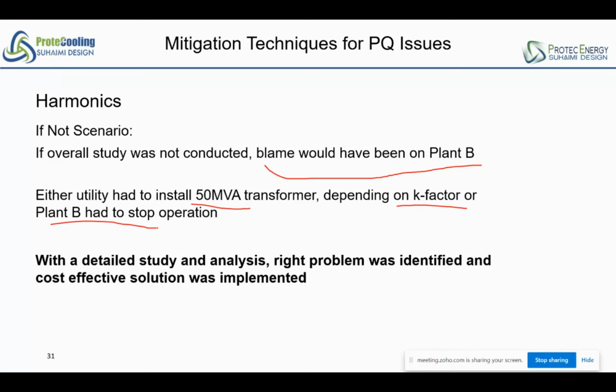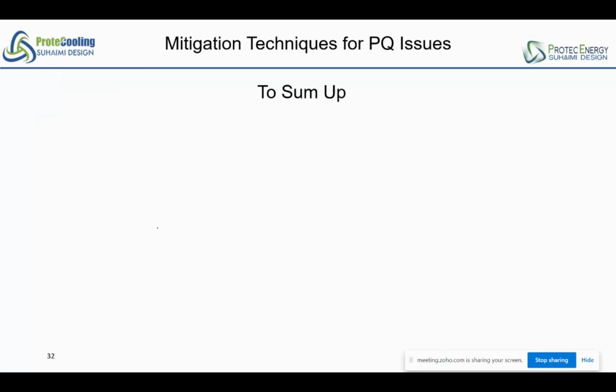So it is very important to identify what is the right problem first. Unless we identify what is the right issue, we cannot go for the most appropriate solution. And after that, a cost-effective solution was implemented.